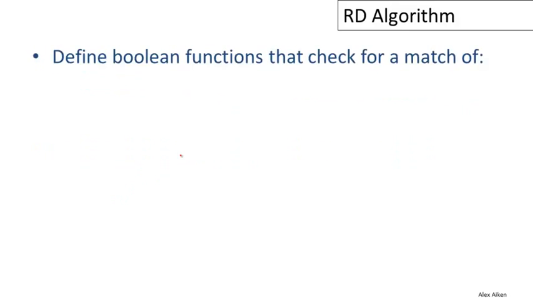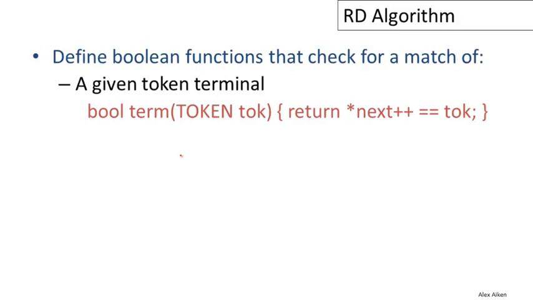So let's begin. The first thing we're going to do is define a number of Boolean functions. And one function we have to define is one that matches a given token in the input. So how does this work? Well, it takes as argument a token, of type token again, and then it just checks whether that matches what's currently pointed to in the input stream. So is TOK equal to the thing pointed to by next?